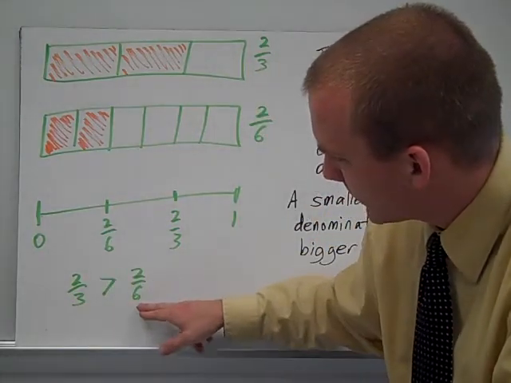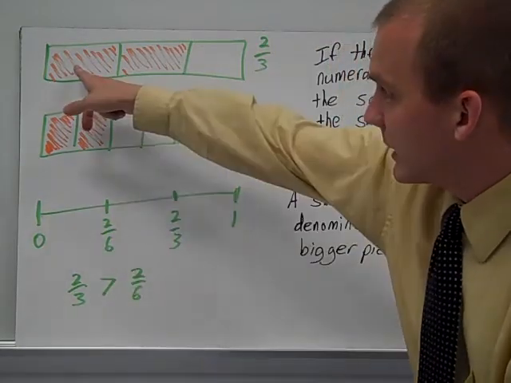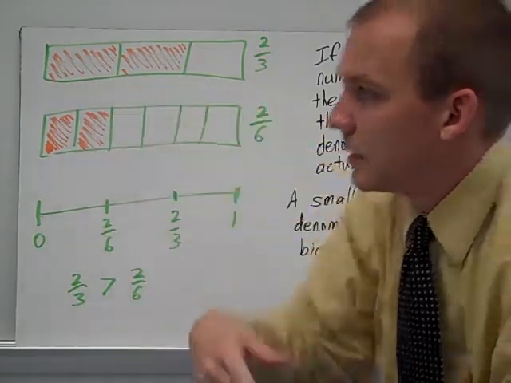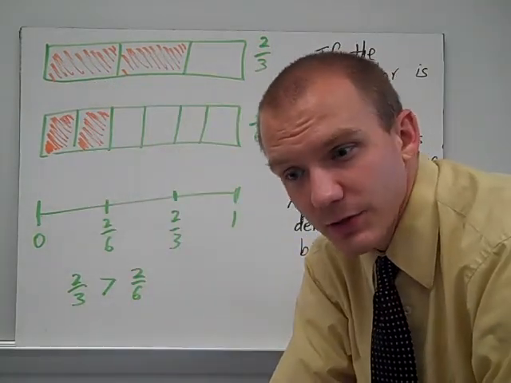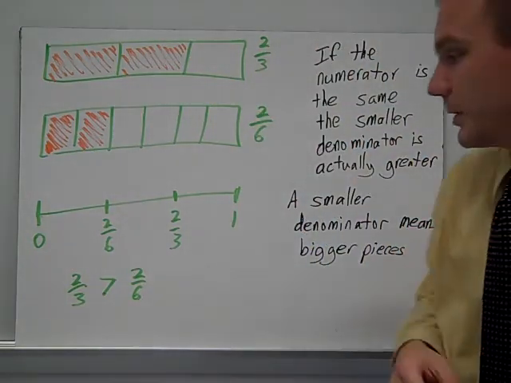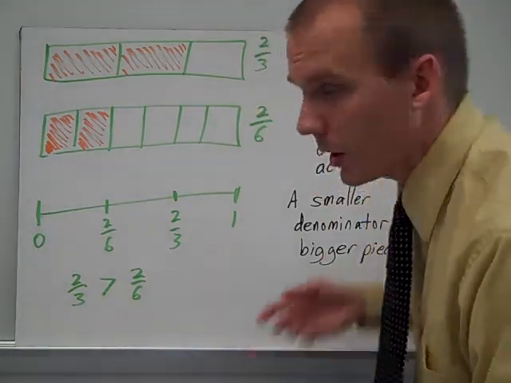Same numerator, your denominators are different. Thirds are larger than sixths. Like, look at 1/3 compared to 1/6. The bigger the denominator, the smaller the piece. So a smaller denominator means a bigger piece. So if you have 2 of them, it's more than 2 of a different denominator that's larger.